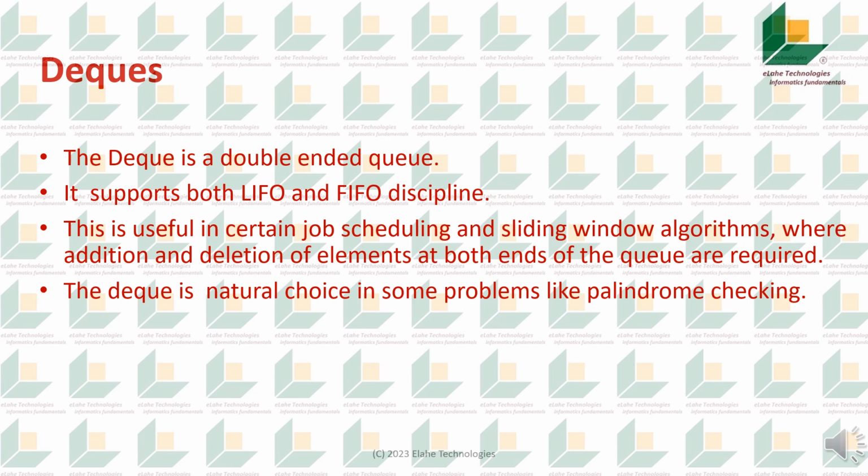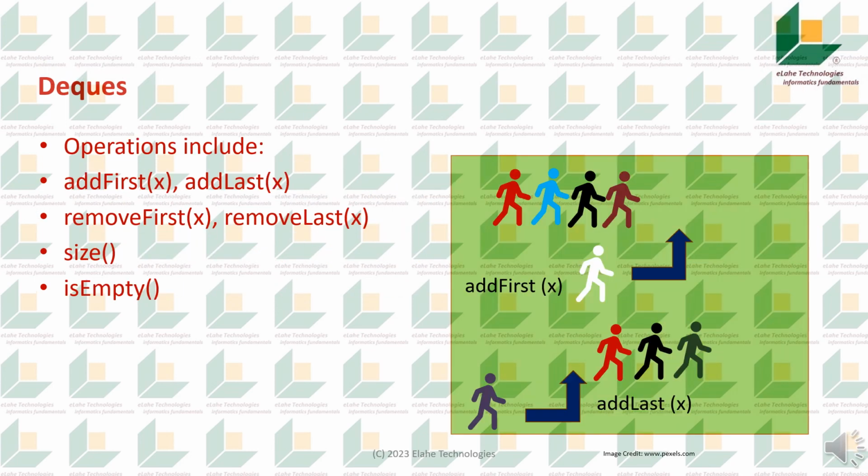It is also used in certain job scheduling and sliding window algorithms, requiring addition and deletion of elements at both ends of the queue. Deck operations include add first and add last, which involve adding an element to the front and rear of the queue respectively.